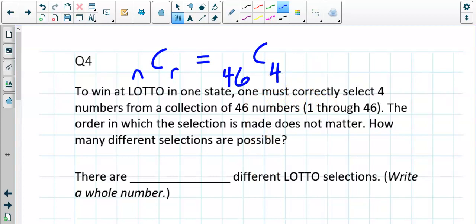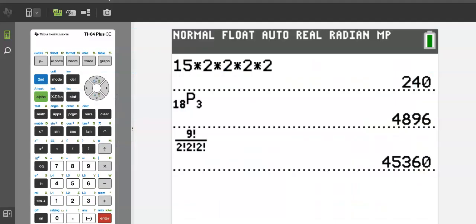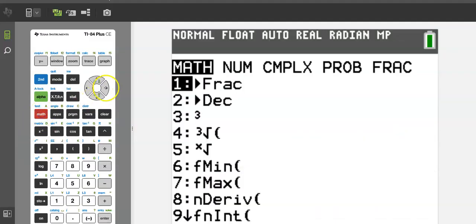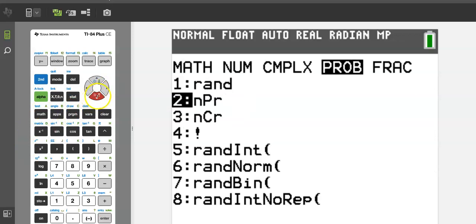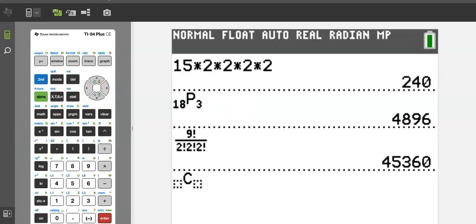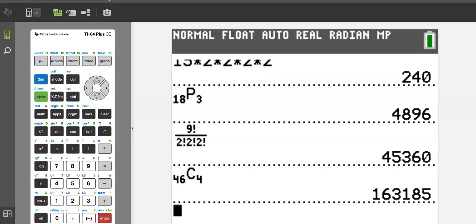Again, we just go right back to our calculator and run it in the calculator. Okay? And it's right over there under the probability. I believe this is number 3 now. So if you go to math, go over to prob, yep, number 3. So all you got to do is type in the 46, scroll over, hit 4, hit enter, and there's how many different lottery tickets we can buy. 163,185.